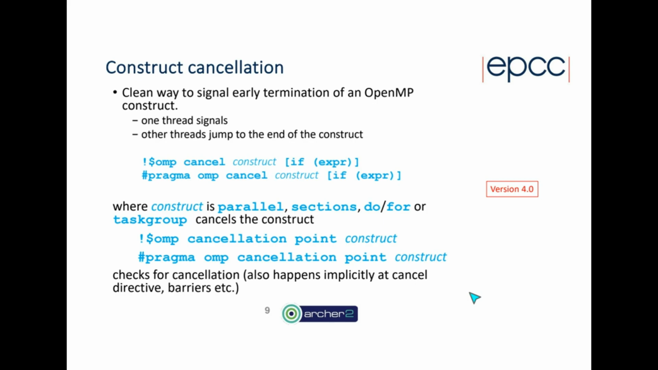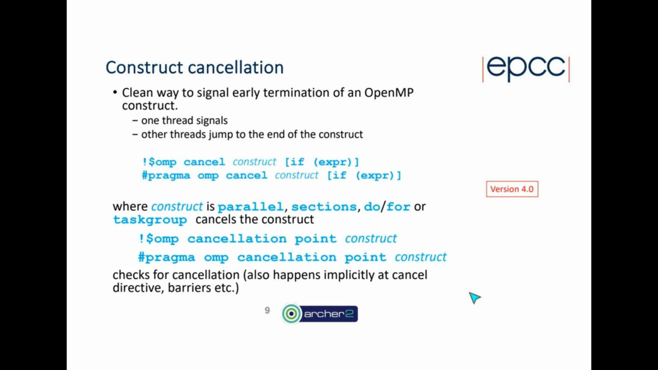Next one we're going to talk about is construct cancellation. So this is a clean way to signal early termination of an OpenMP construct. The way this works is that inside an OpenMP construct, like a parallel region or a work sharing loop, it's possible for one thread to raise a signal, and then at some later point, where that's well defined, other threads will observe that signal and they'll stop whatever they're executing at that point and jump straight to the end of the construct.